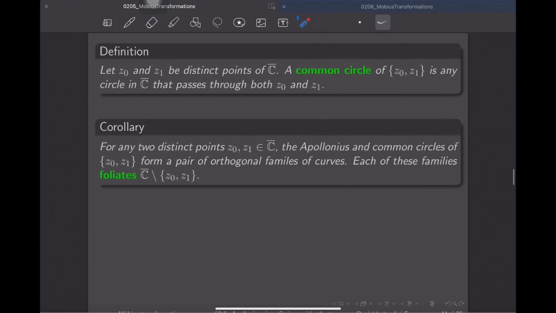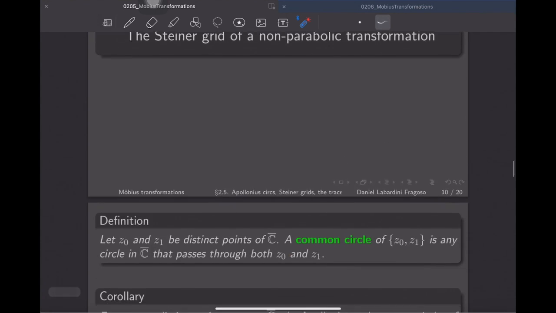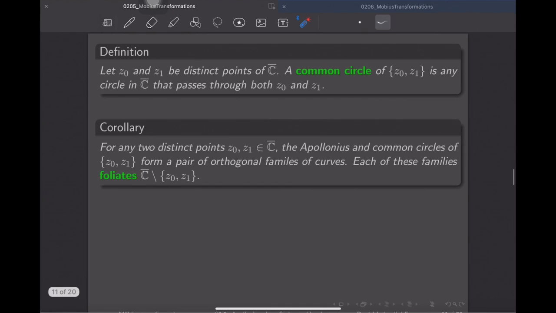Right. Now next, if I have my two distinct points in C bar, I have the Apollonius circles, and then there is another family which is easier to define, which is the family of circles that pass through both points. That's easier to define. They are obviously circles.